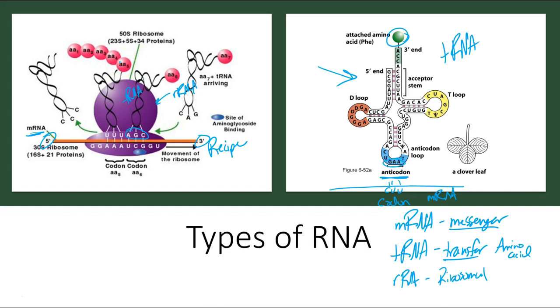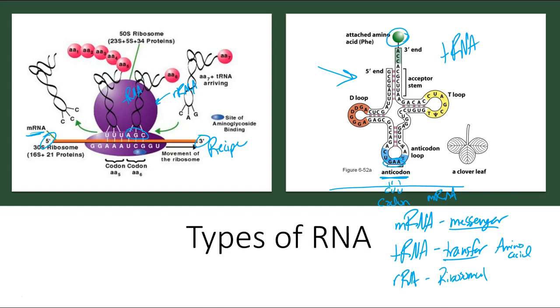But that's going to be a topic in our next video, which is translation. For now, I want to talk about what the 3 types of RNA are: mRNA, tRNA, rRNA. You'll see all 3. They are all made using DNA. They all have different functions. They're all structured differently. It makes sense.